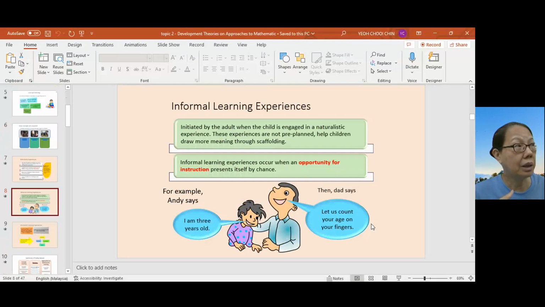When they come to something natural, like I said just now, what time is it? It's 1 o'clock. Just now it was one. Now you see it has gone more, add one, two. That's informal learning, engaging in natural experience. These experiences are not pre-planned. Informal is not planned, that's why it's informal. It helps children draw more meaning through scaffolding. Informal learning experiences occur when an opportunity for instruction presents itself by chance. It's just by chance you get to teach them 1 + 1 is 2. It has to be more.